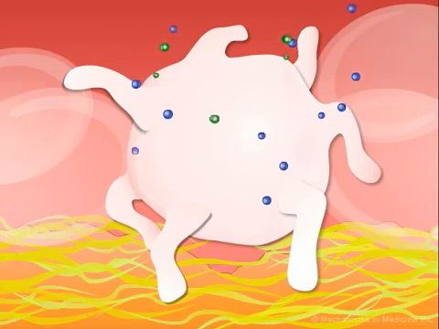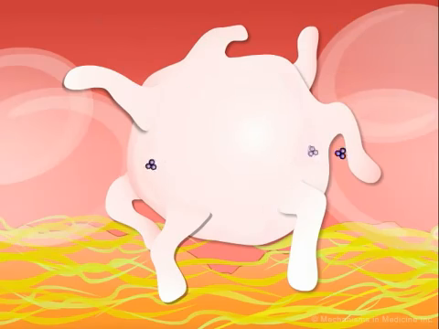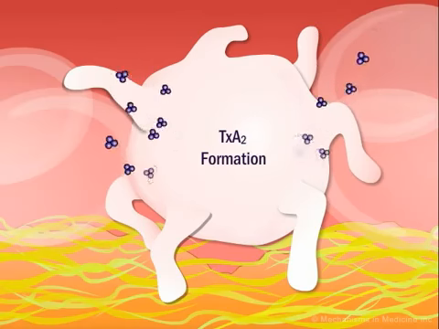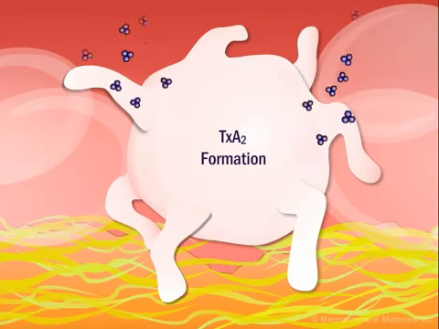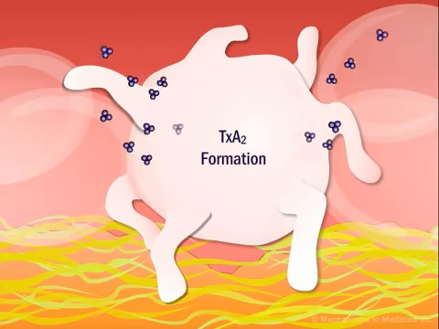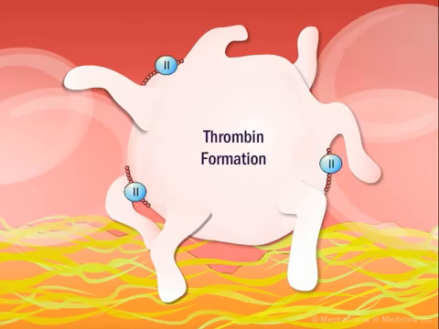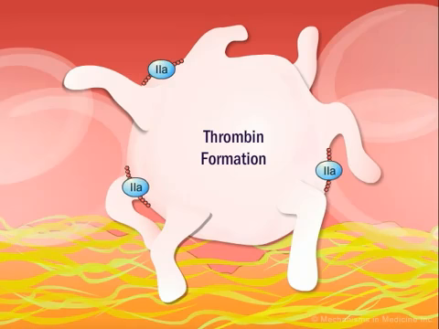For example, the aggregating agent ADP is released from the dense granules. Platelet activation stimulates the formation of another aggregating agent, thromboxane A2, abbreviated here as TXA2, via the arachidonic acid cascade. Details are shown in Figure 26.5. The most potent platelet aggregating agent, thrombin, shown here as factor 2A, is formed via the coagulation pathway from prothrombin, or factor 2, on the procoagulant surface of the activated platelet. Details are shown in Figure 26.6.